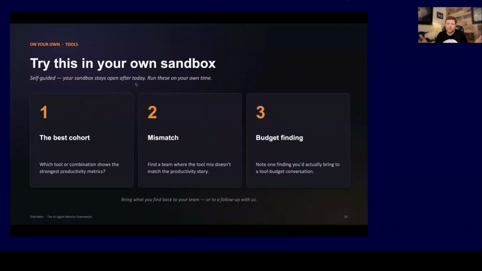Try on your own sandbox again. Take home: find the best cohorts of tools. Figure out the team mismatch, where maybe a team's tool mix doesn't match the productivity story, and even the budget finding. So that's one you can do on your own.